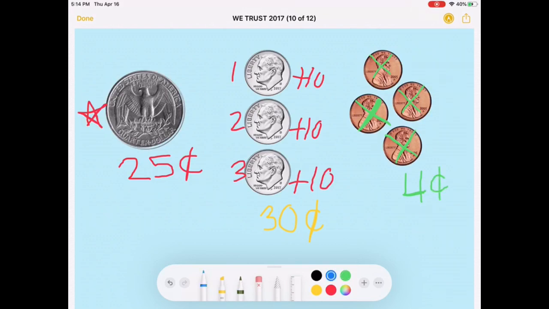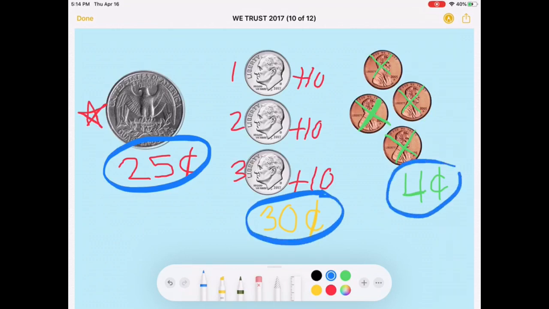So altogether, I need to add 25 plus 30 plus 4 to get the total amount on this page. There are a lot of different ways I can add these, but the way that makes the most sense in Miss Widman's brain is to stack my 10s and my 1s. So I stacked the 10s in 25 on top of the 10s in 30.